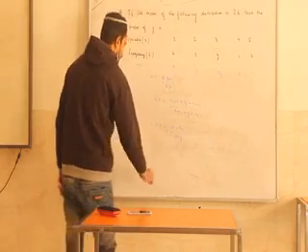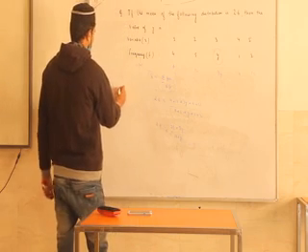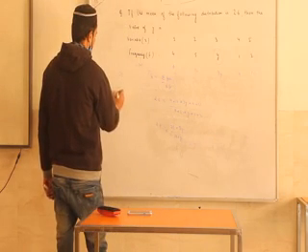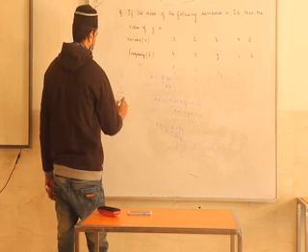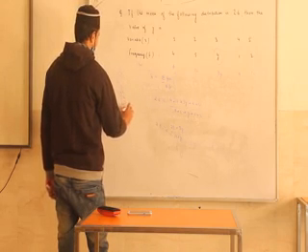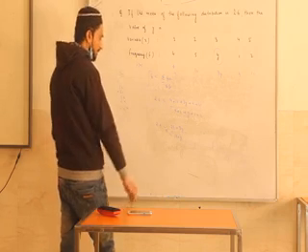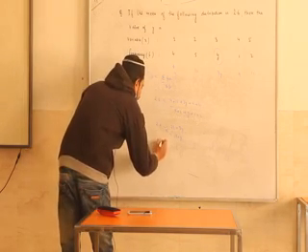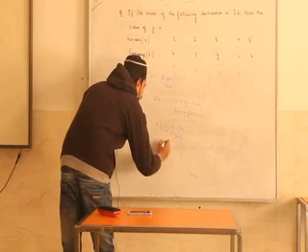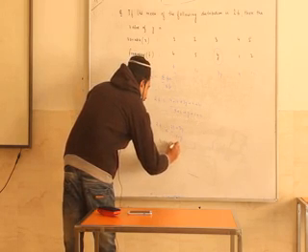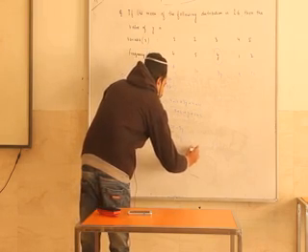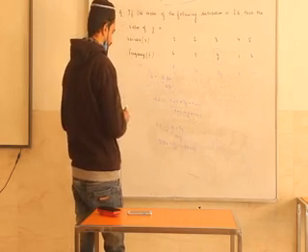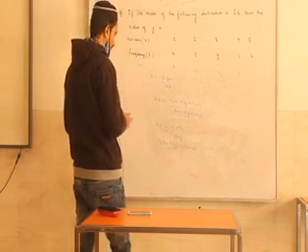multiply this with this, so we'll get 12 into 2.6, what will become? 31.2. So it will be 31.2 plus 2.6y is equals to 28 plus 3y. Okay. So now we can solve this for y.